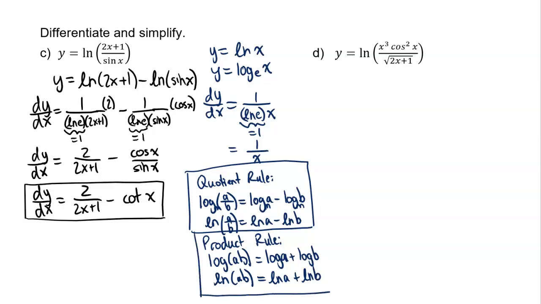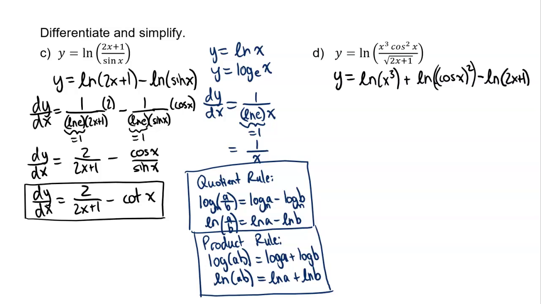And in this specific example, we're going to apply both the product and quotient rules together as we answer this. So the first thing I want to do is go ahead and separate this out. So I'm going to write it as ln of x cubed plus, I'm looking at the numerator values there, so I'm going to apply the product rule, so plus the ln of cos squared x, which is the same thing as cos x squared. And I'm going to write that in brackets just so it's really clear that it's the cos x that's being squared. And then we're going to use the quotient rule with the denominator. So I'm going to subtract the ln of 2x plus 1 to the power of 1/2.